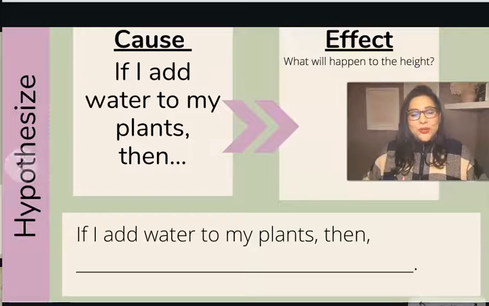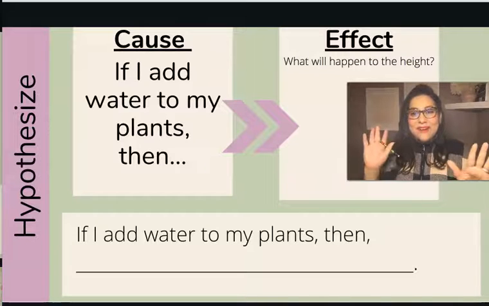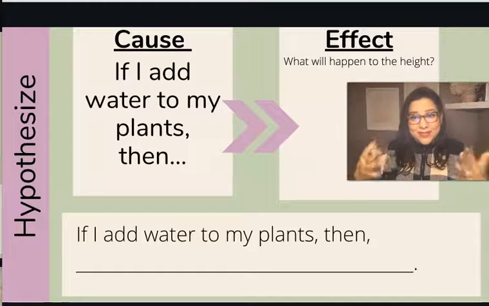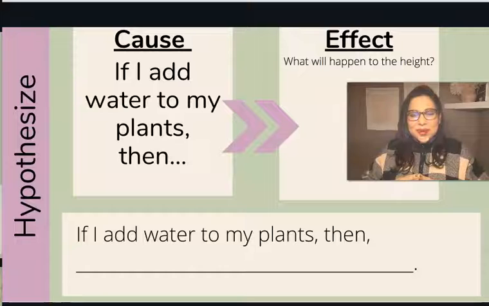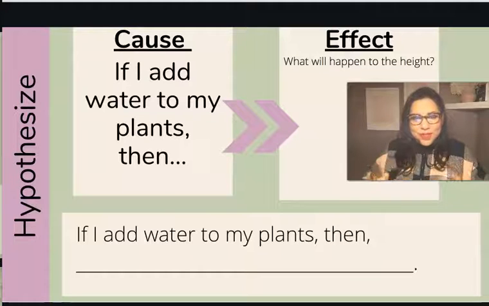So at this point, you have your cause and you have your effect, or what you believe is going to be the effect. So now we're going to put everything together in the format of a formal hypothesis. If you look at your page, there's a box at the bottom, and I have already included the cause. So go ahead and complete the sentence with the effect, or your hypothesized effect. So we'll have our formal hypothesis before moving on with this experiment.